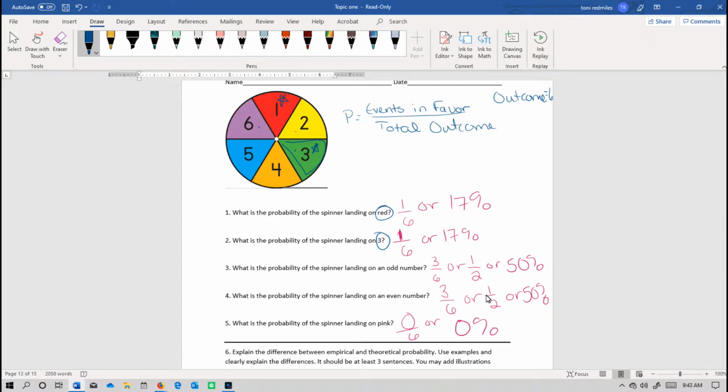These are all acceptable ways, but in this class we're going to kind of fine tune it because I can't be writing a million times when I do these worksheets. I'm going to write it as a fraction or as a percent.